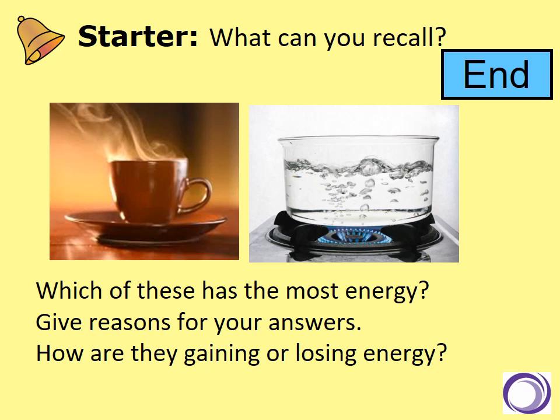So how are they gaining or losing energy? Now, first of all, your cup of tea on the left, it's been made, hot water's come out of the kettle at about 90 degrees C, so it's then left on the side, so its temperature is going to be decreasing, so it's going to be losing energy to the environment. It's going to end up heating up the room that it's in, so the tea temperature is going to drop and the room temperature will go up a tiny bit.